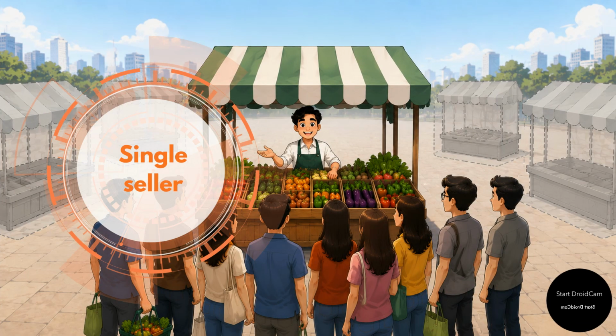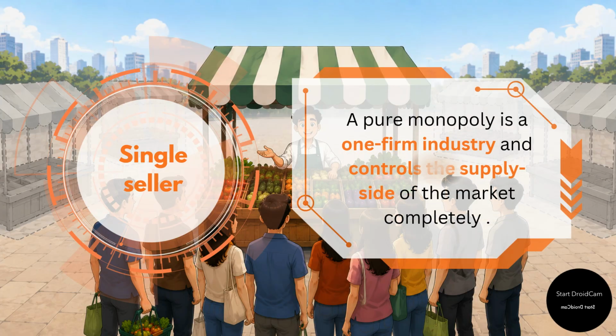The first characteristic is single seller. Imagine going to a market and finding that only one stall is selling the product you want. All the customers must buy from that one seller. A pure monopoly is therefore a one-firm industry. Because there is only one firm, that firm controls the supply side of the market. In other words, for a pure monopoly, the firm is the industry. That is very different from perfect competition, where one individual firm represents only a very small part of the total market.